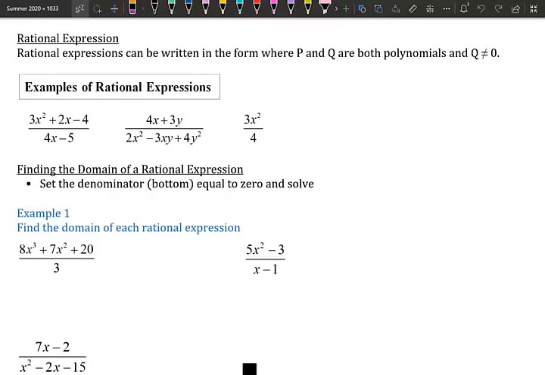So these are rational expressions. That means we have letters on top of letters, fractions. That's just all that means. So let's find the domain of a rational expression.